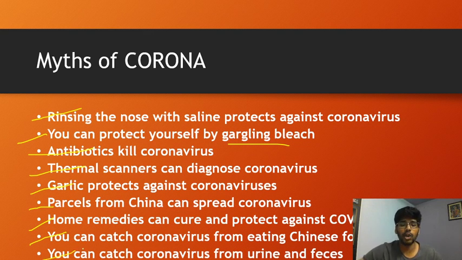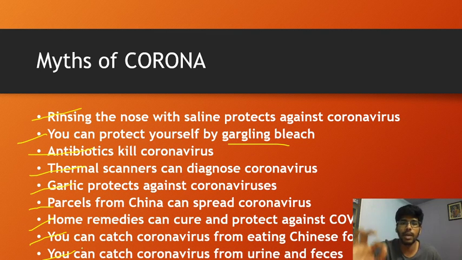And you can catch coronavirus from urine and feces, right? Recently we have seen the coronavirus identified in the feces as well, but when it is ingested into the body, the virus becomes inactivated and dead within the stomach because of the acid, the digestion process, and the enzymes, right?